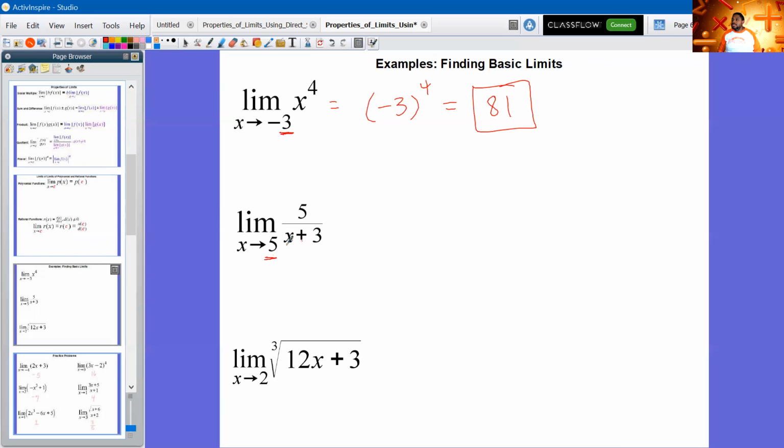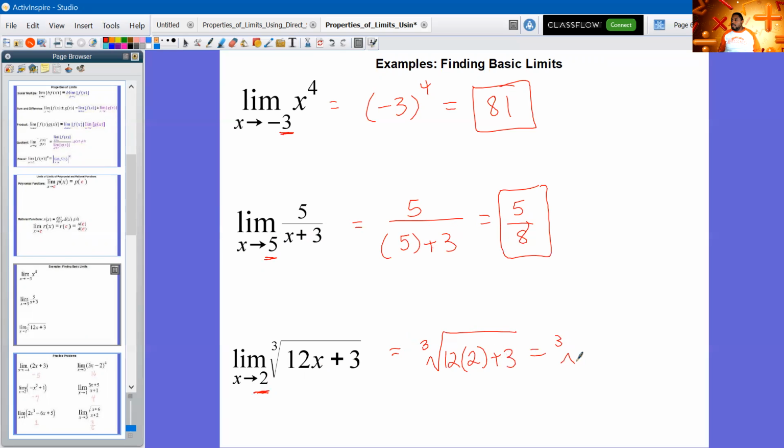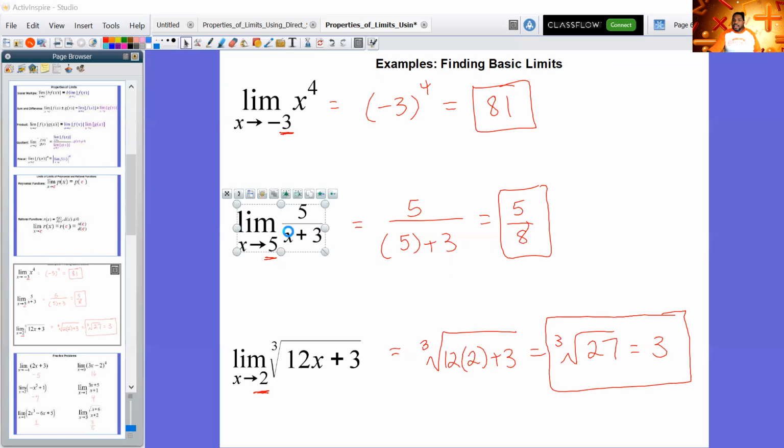Here, the same thing. Substitute the value you're approaching into your function. And here, same thing. The value I'm approaching, I'm going to substitute it in for x. Now, if you want to leave it like that, it's fine. There's actually a cubed root to that. So if you don't remember, that's fine. So these are basic examples, basic ordinary functions that I just found the limits of and plugged in.